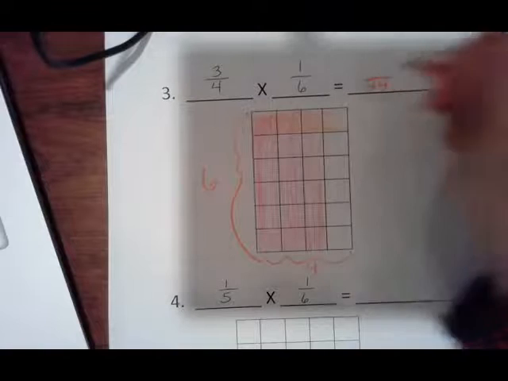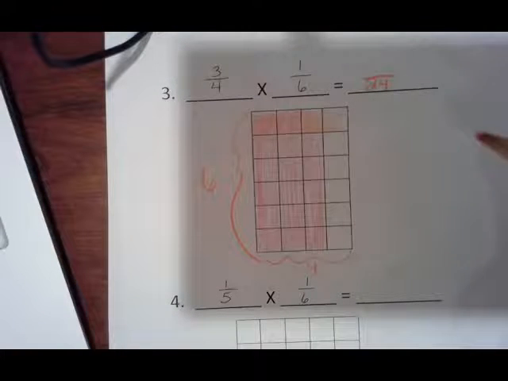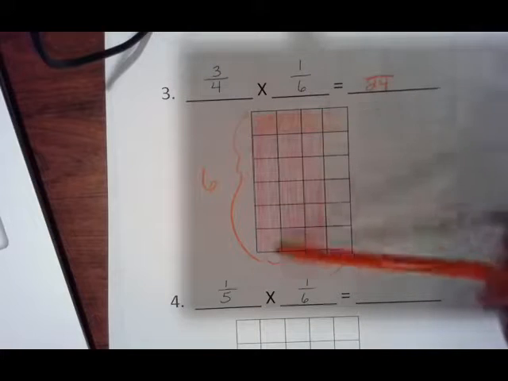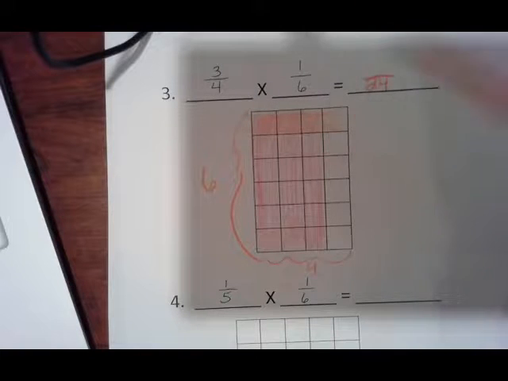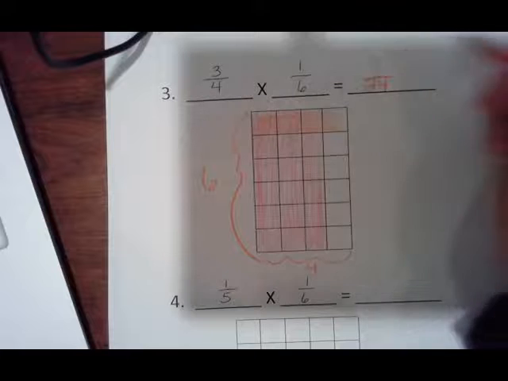I have 24 squares. Of course, you could also just count them too, but that can be kind of cumbersome and take a lot of time. So out of all of my squares, which is 24, how many are shaded in with both colors? 1, 2, 3. 3/24ths.